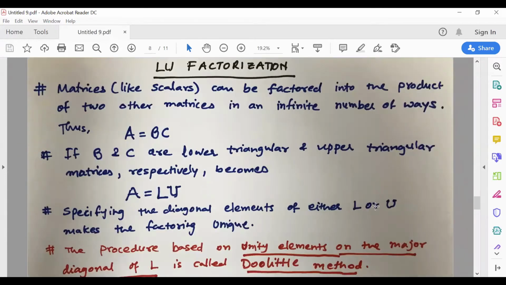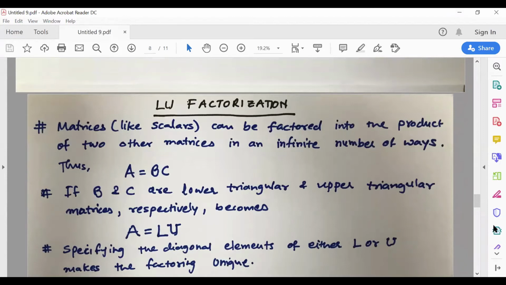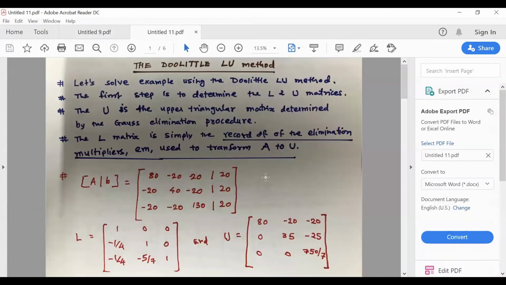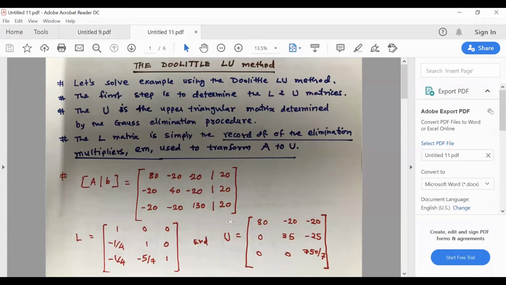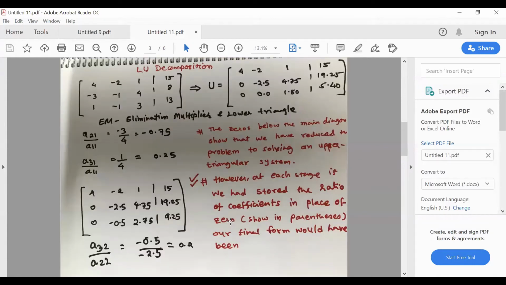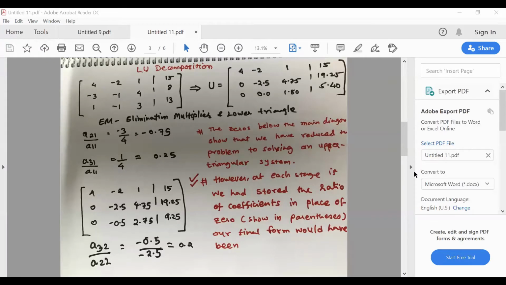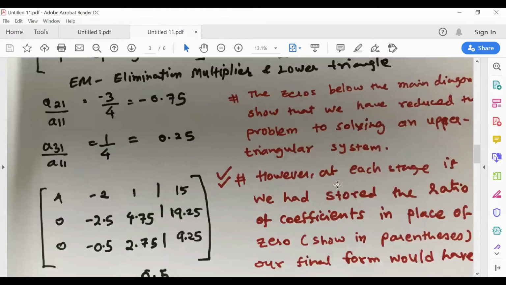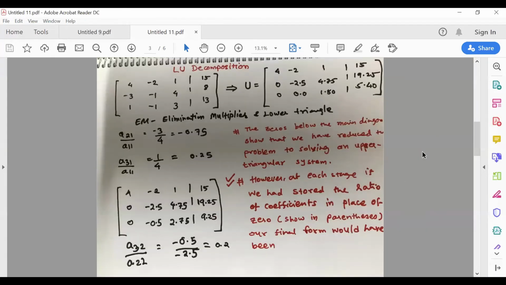Okay, now I want to discuss one more thing. After that, we will come back to our earlier topic. Okay, all of you can see this slide.